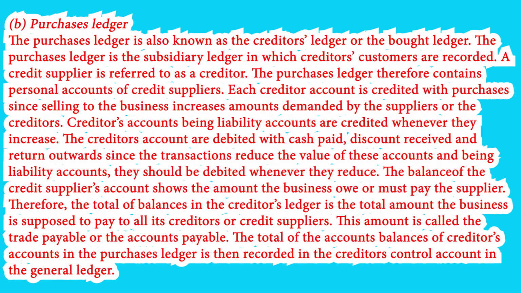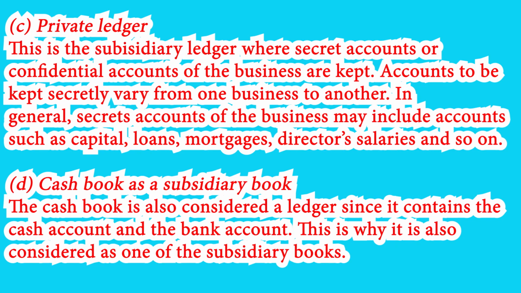Therefore, the total of balances in the creditors ledger is the total amount the business is supposed to pay to its creditors or credit suppliers. This amount is called the trade payable or accounts payable. The total of the account balances of creditors accounts in the purchases ledger is then recorded in the creditors control account in the general ledger. Let us now look at the private ledger.